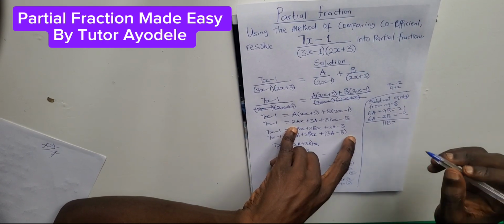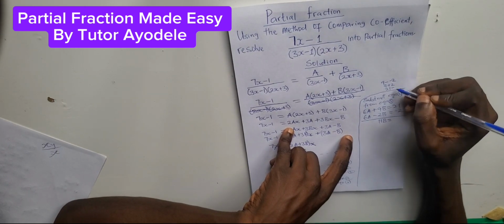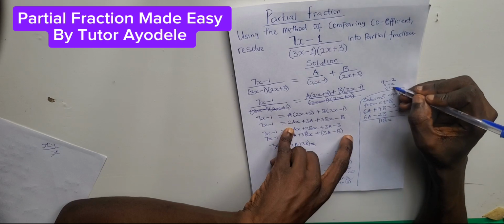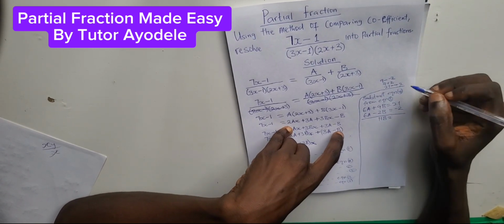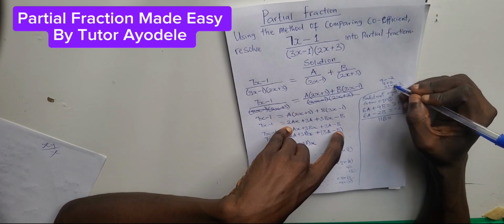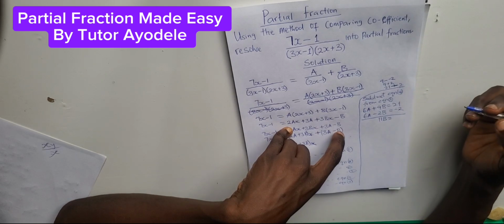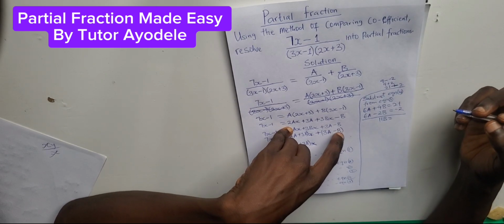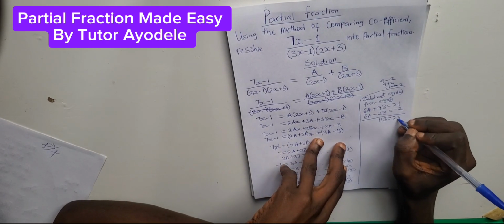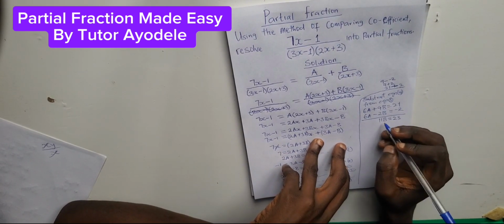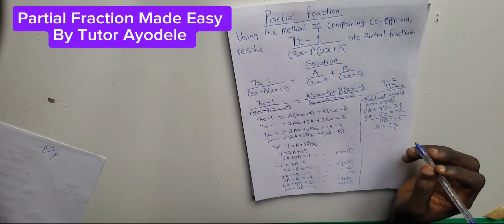This will now be 11b equals, if I'm subtracting this from this, 21 minus minus 2. Minus times minus will be plus, so it will be 21 plus 2, that will be 23. So to get b now, I will divide both sides by 11. b equals 23 over 11. That is the value of b.